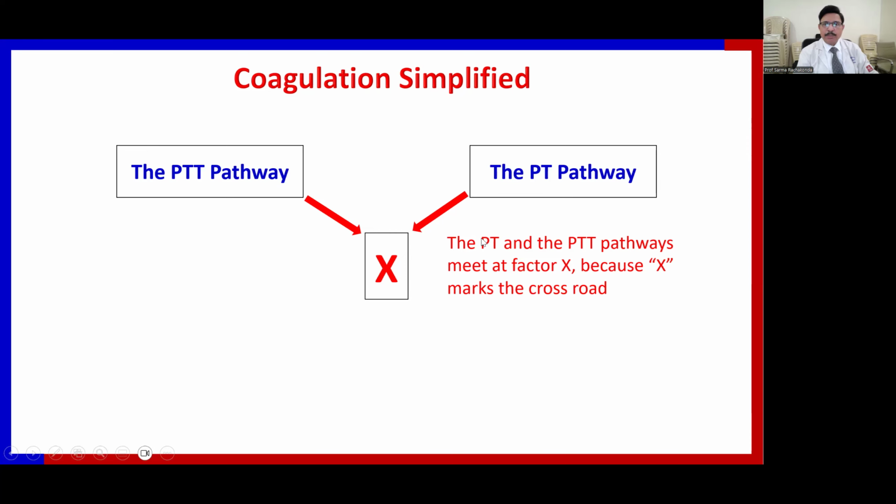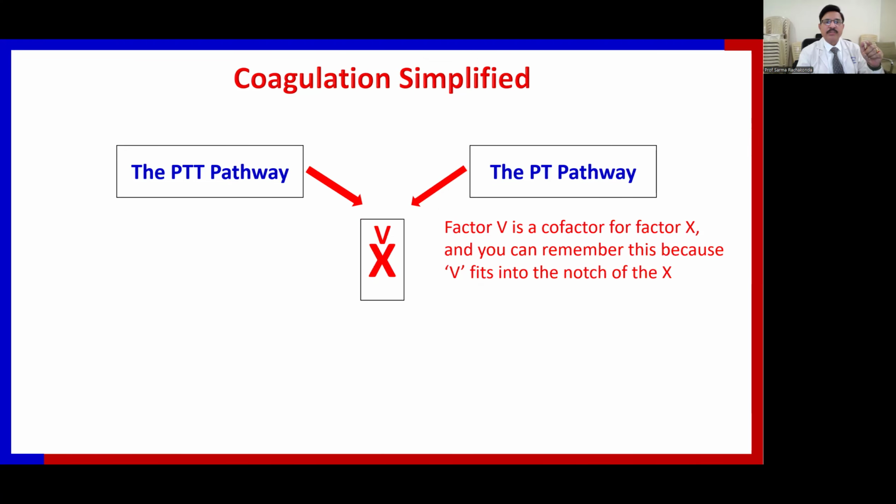Either it comes through the PT pathway or the PTT pathway, it must meet at the X. And that is why it is called the crossroad or factor 10. Who makes the XA? The PTT and the PT pathways.